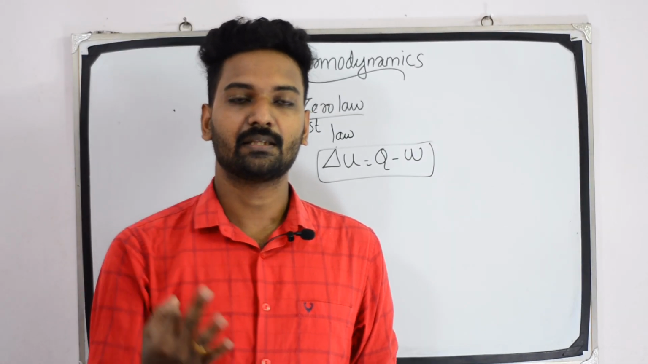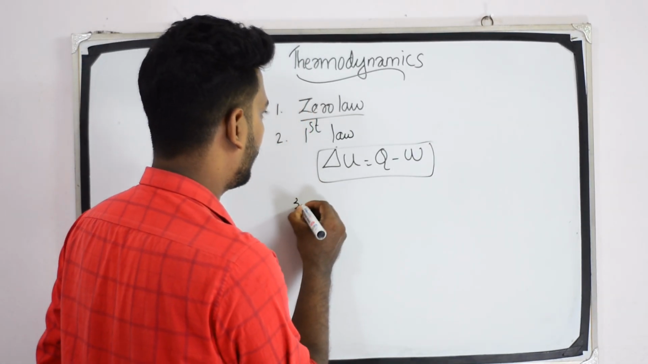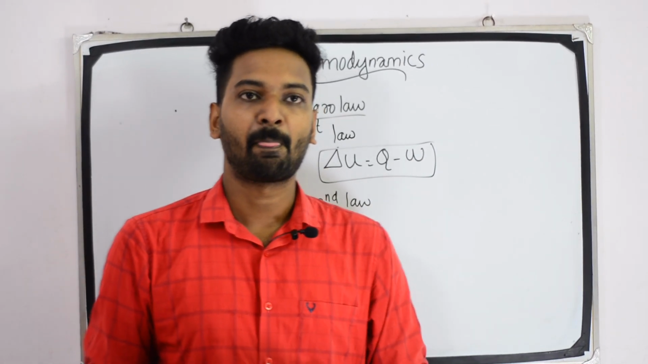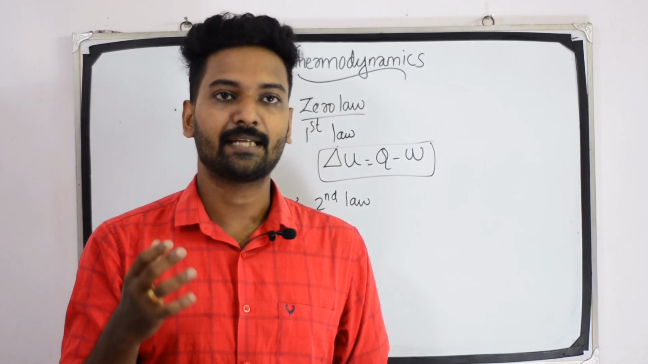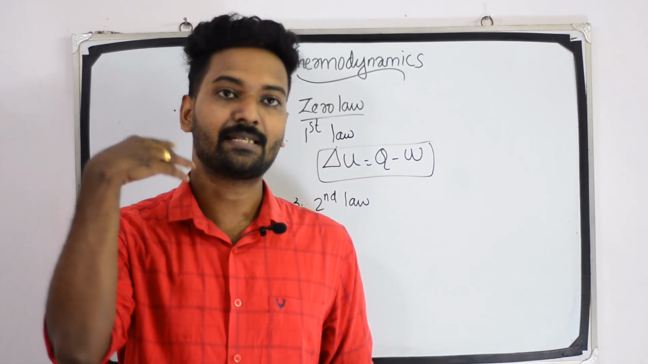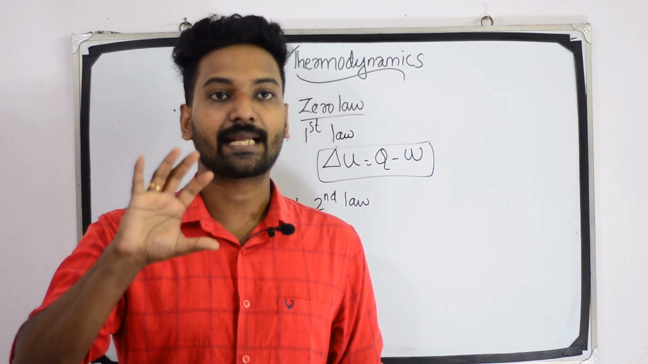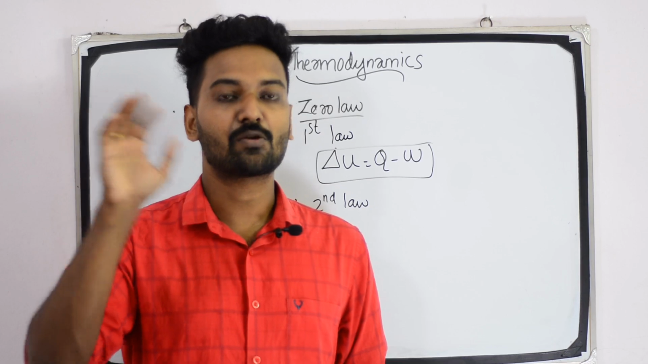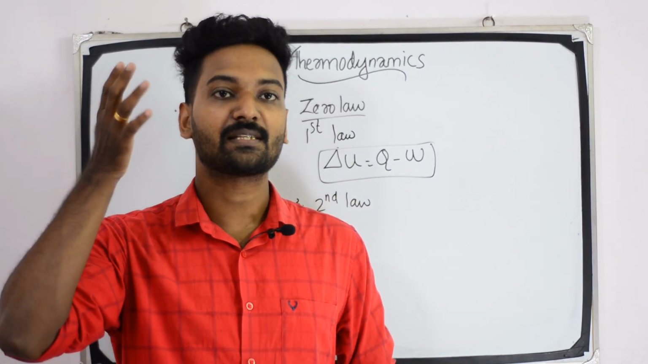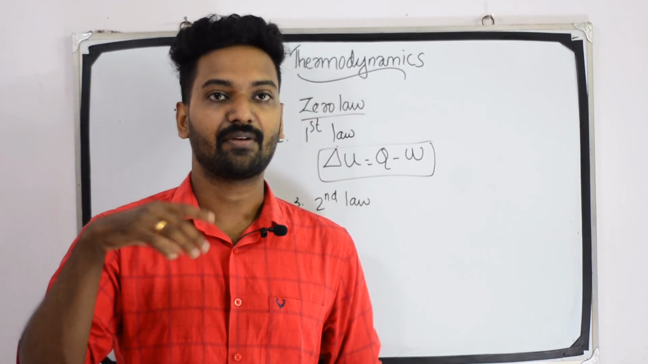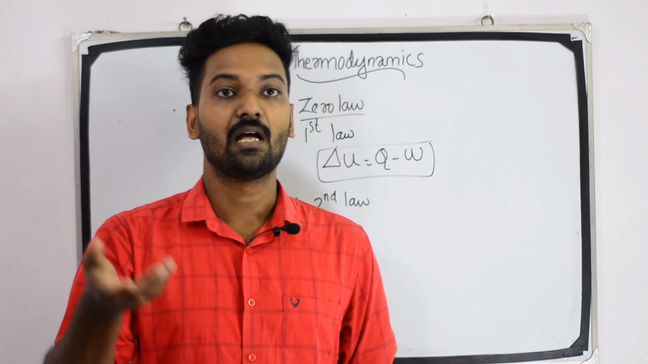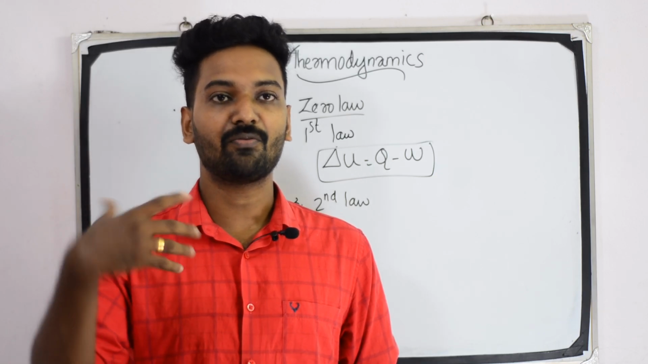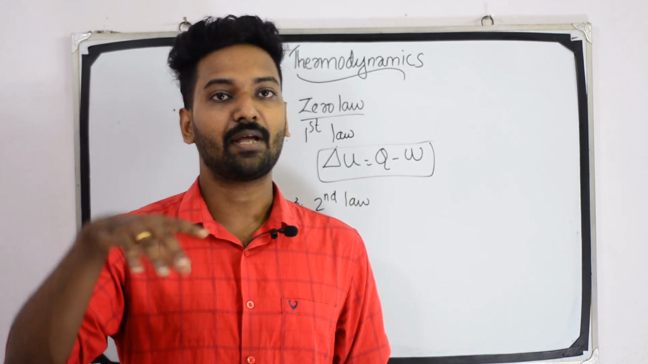The third one is the second law of thermodynamics. The second law states that the total entropy of an isolated system can never decrease over time, and is constant if and only if all processes are reversible. In other words, heat cannot spontaneously flow from a colder location to a hotter location.